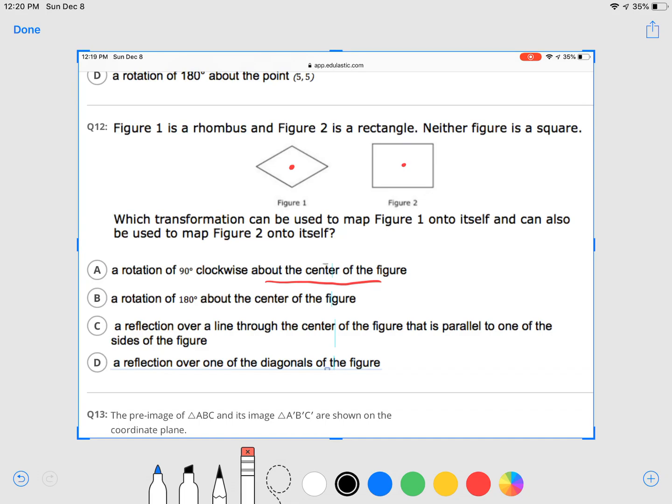Okay, let's look at option B. Option B says a rotation of 180 degrees around the center of the figure. That would work for figure 1. You go 180 degrees, it'll be flipped upside down. It'll be oriented the same way, meaning that the long axis here would still be like that, and the shorter axis here would still be oriented up and down. So that would work. And then it would also work for the rectangle. So it's actually option B.